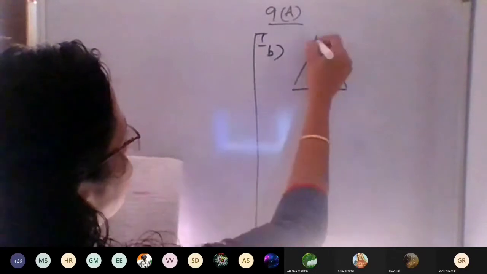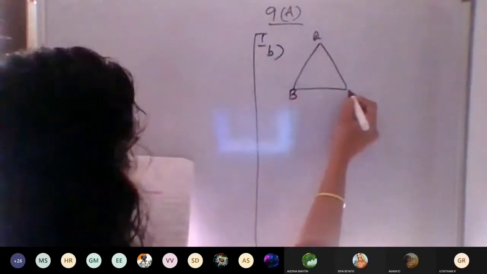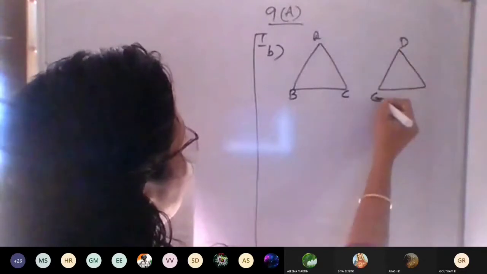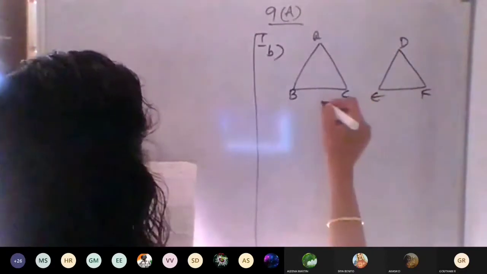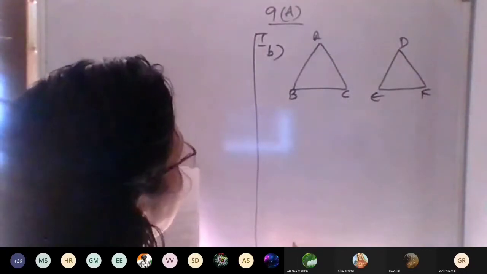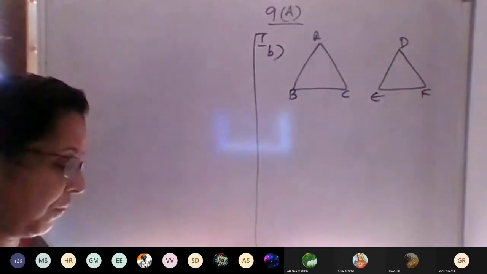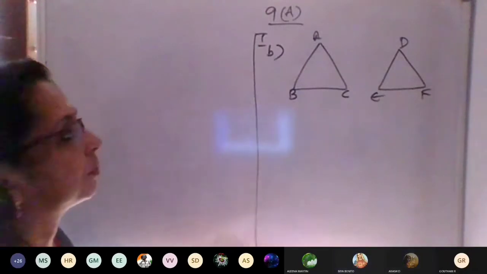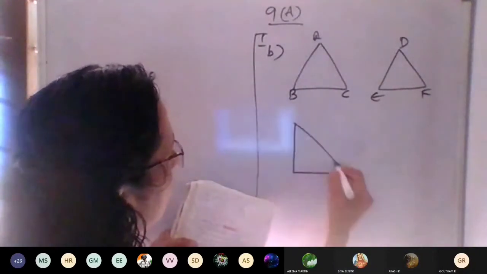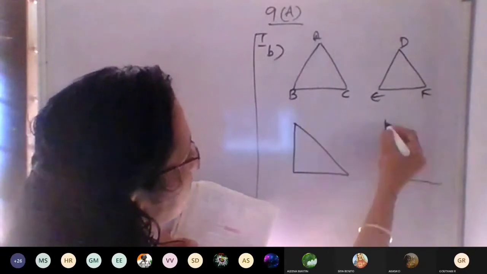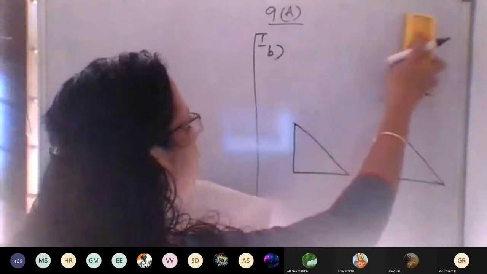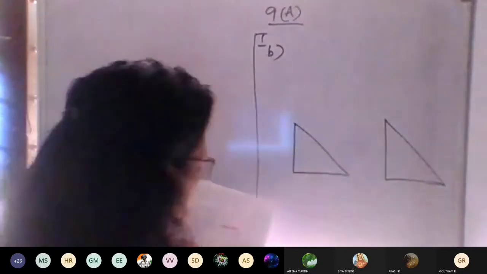Triangle ABC, triangle DEF. Angle B is equal to angle E is equal to 90 degrees. So can we draw like this way? No. 90 degrees is given, no? So we have to draw a right angle triangle. Understood? Why are we not drawing like this way?